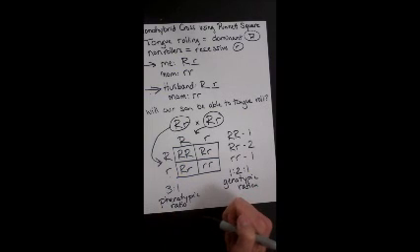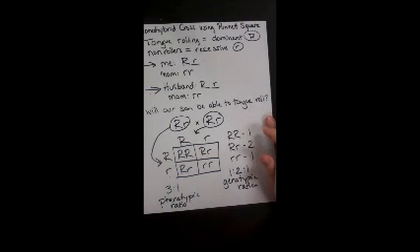So that's just a first look at how to do a monohybrid cross using a Punnett square. We'll get lots more practice with this in class tomorrow.